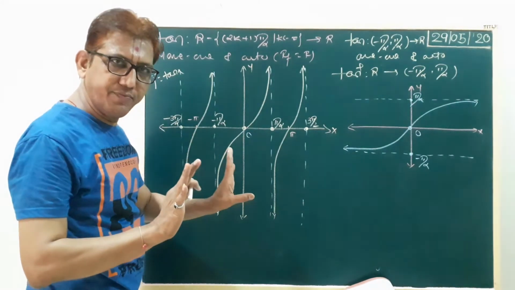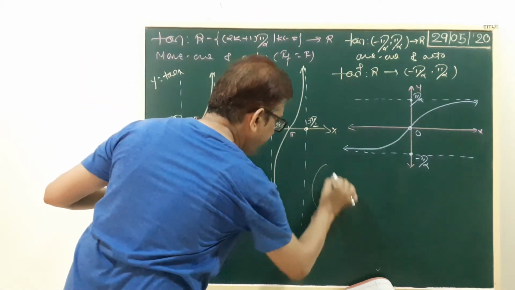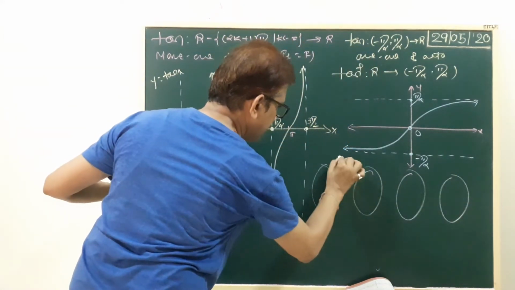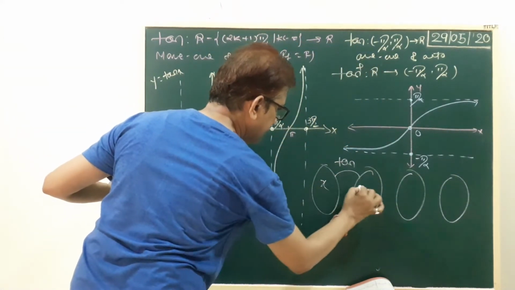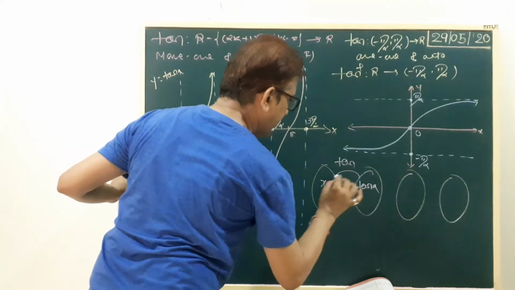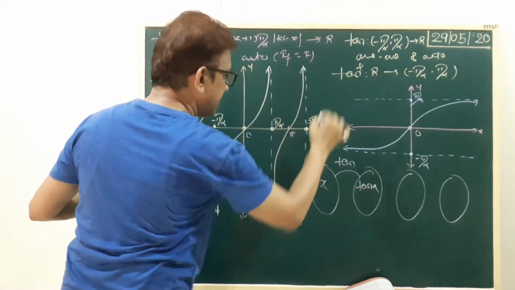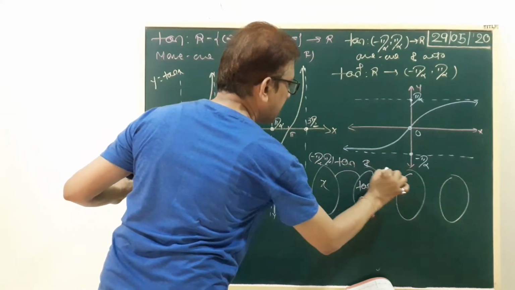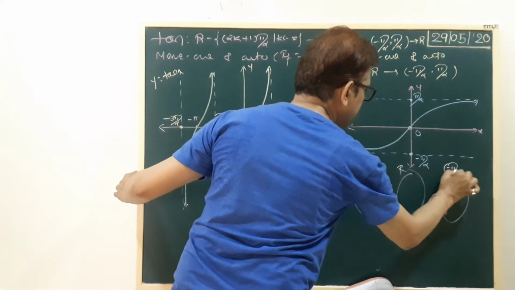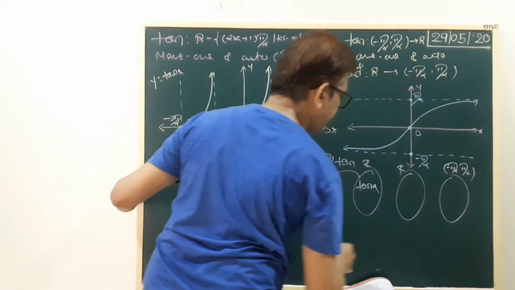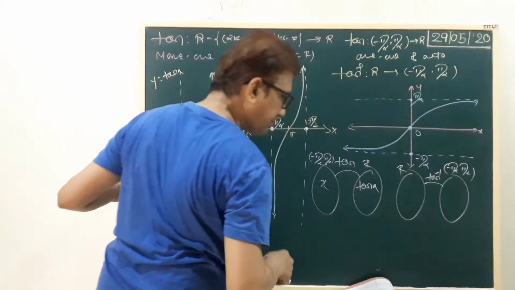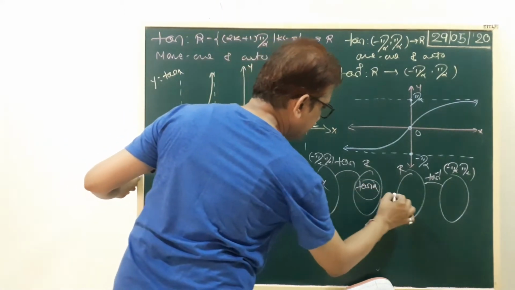Is that clear? Okay. Now we discuss another formula, tan inverse of tan x. Here the tan function is from the open interval minus pi by 2 to pi by 2 to R. Right? Okay. This is your tan inverse function. Clear? Now tan x is put here.